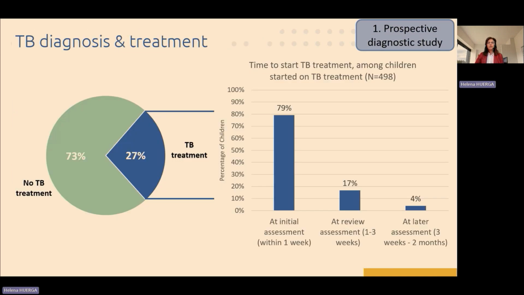Among all children included in the study, who were children with symptoms and signs of tuberculosis, 27% were diagnosed with TB and started on TB treatment. And you can see in the graph on the right that most of these children were started on TB treatment at the initial assessment, within 1 week.